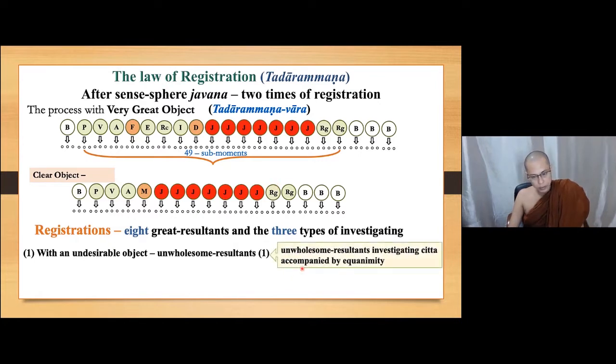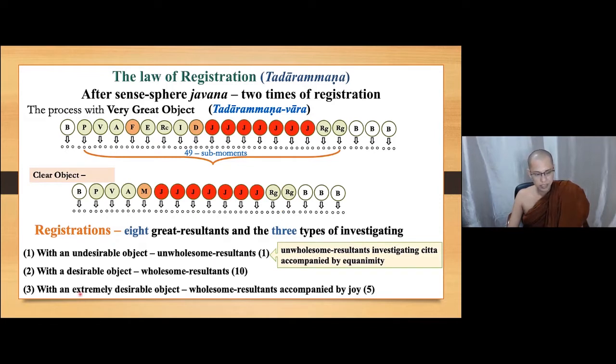Then, if the object is a desirable object, we cannot identify only one type. It can be any of 10. Any of 10 refers to the 2 wholesome resultant investigating consciousness and also the 8 great resultant. Any of them can arise to perform the function of registration.